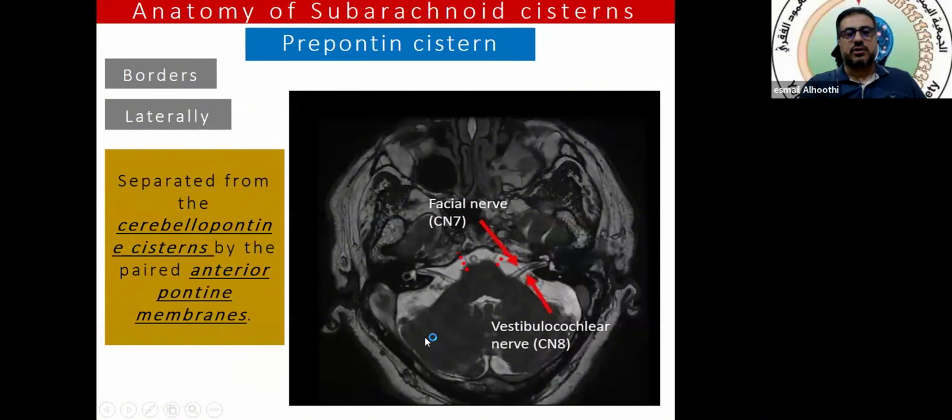The lateral border of the prepontine cistern is the cerebellopontine cistern. Here is the prepontine cistern. Here is the cerebellopontine cistern, separated by a thin membrane called the anterior pontine membrane.